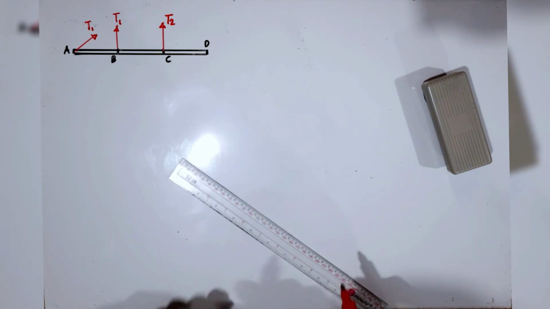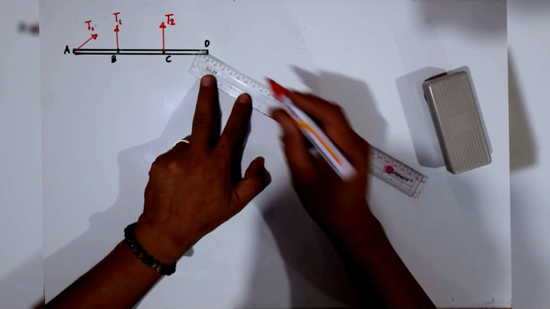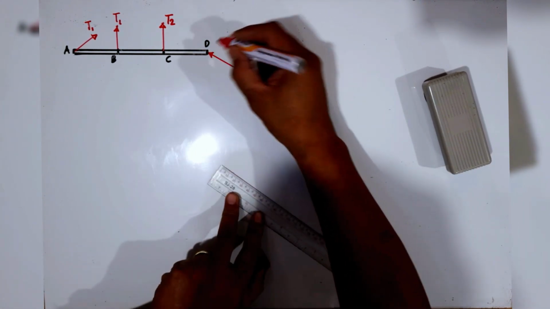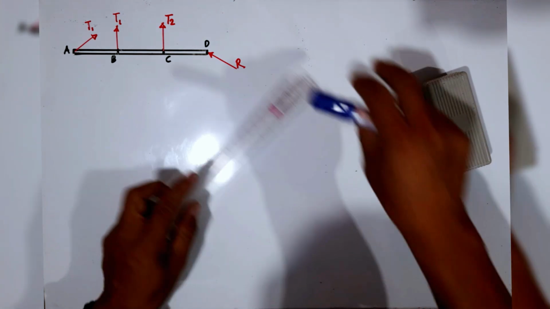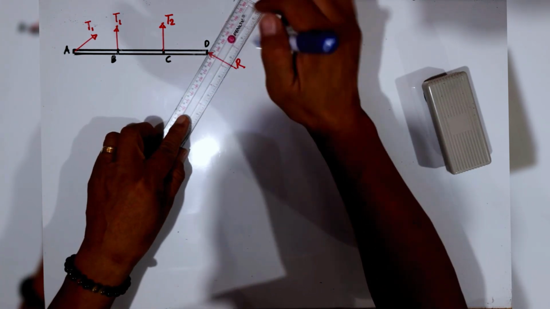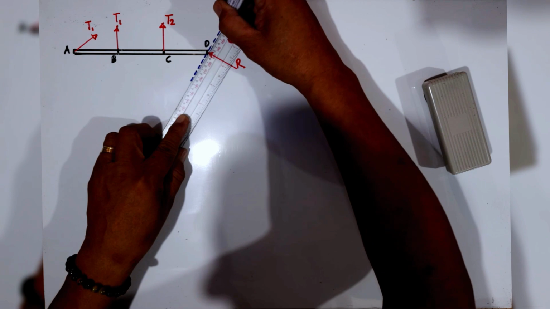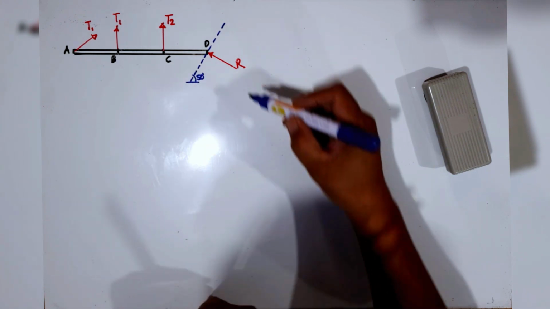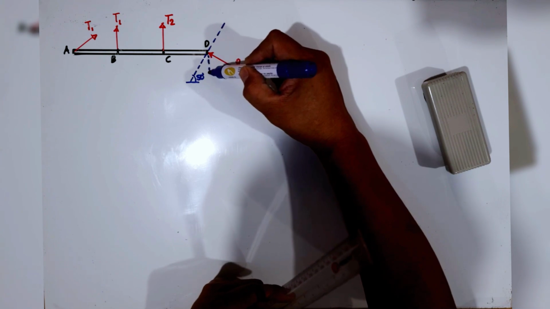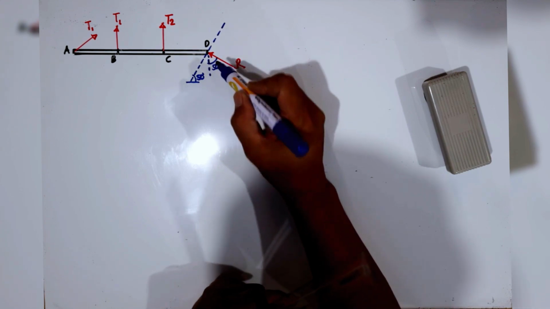Then we have the reaction at point D. Let's call this reaction R. Okay? And that R is 50 degrees from the vertical because our surface is given to be, let's just draw a dashed line here representing the surface. This is 50 degrees from the horizontal. That would mean that our reaction R is 50 degrees from the vertical.